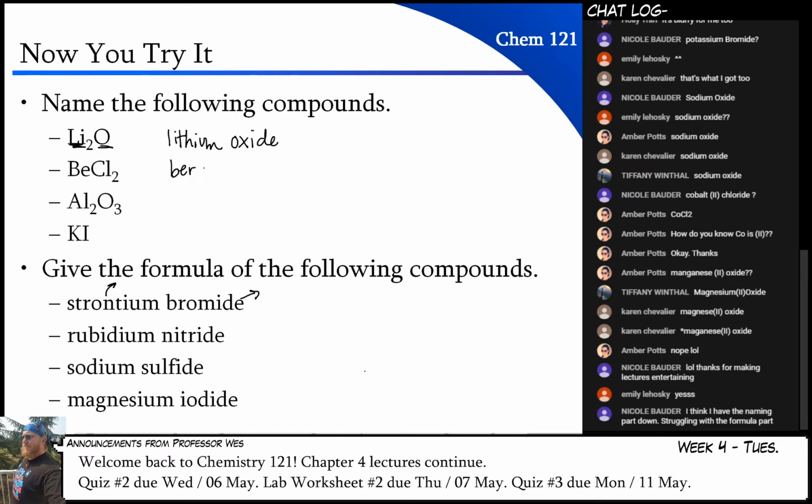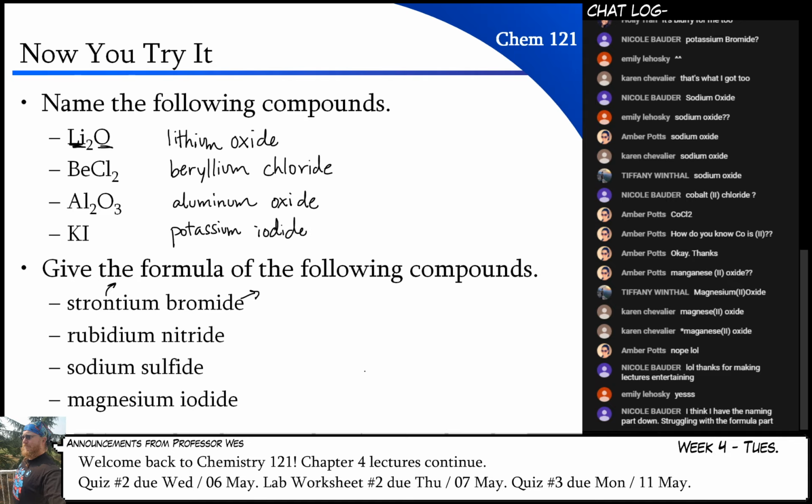For this, I look up Be, and that's beryllium. Cl is chlorine. With an ide, it becomes chloride. Beryllium chloride. Al is aluminum. We already did oxygen. It's oxide in an ionic compound. And there's the name of the potassium iodide compound. No problems there, I imagine.